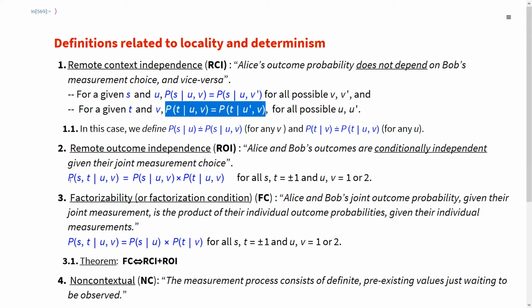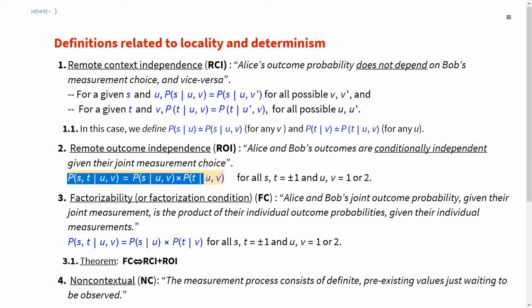Remote outcome independence means that the joint double probability is equal to the individual outcome probabilities based on their joint measurement. That's what it means to be conditionally independent. It's not a real independence or absolute independence, it's a conditional independence.